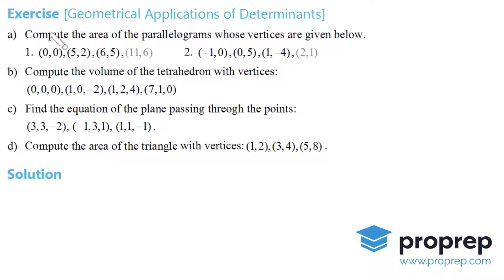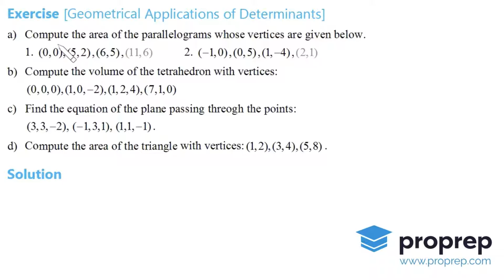This exercise, which has several parts, is concerned with applications of determinants to analytical geometry. There are two concerned with computing areas, one concerned with a volume, and one with the equation of a plane, and so on. It turns out that many of these kinds of problems are easily solvable with determinants. Let's just take them one at a time.